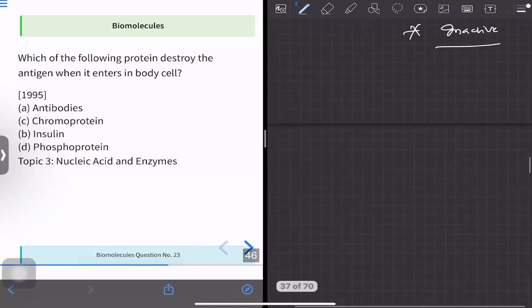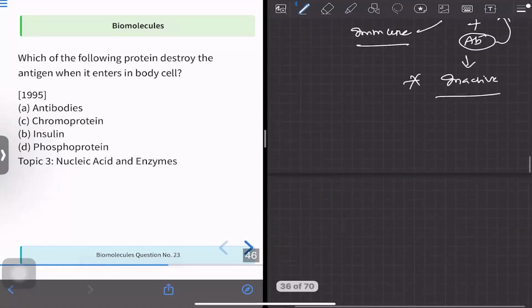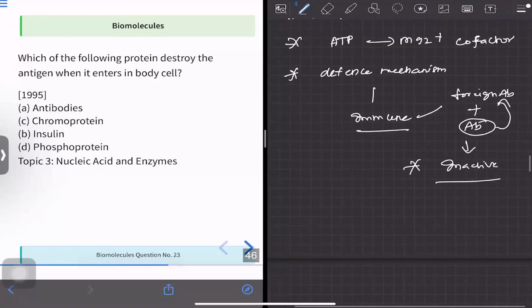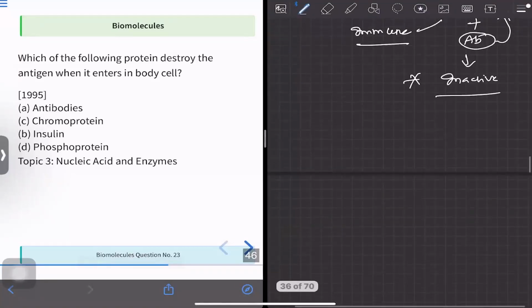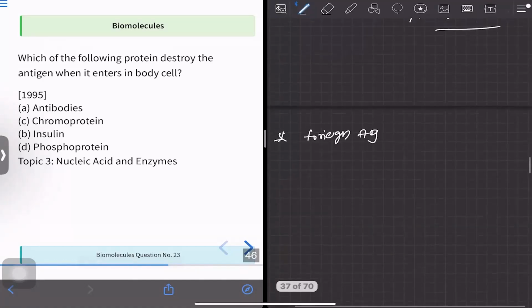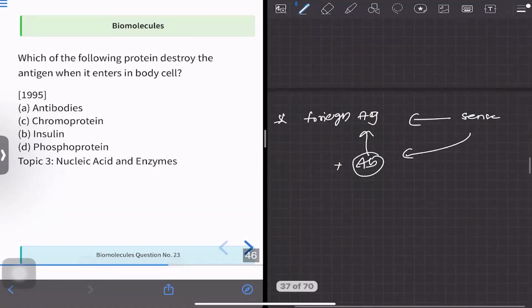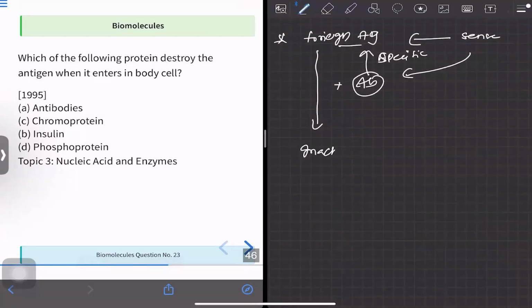Next question. Which of the following protein destroys the antigen when it enters the body cell? See, here we discussed defense mechanism in our body. Whenever we encounter foreign antigen, our body senses this and it releases antibody which is specific to this antigen. Antigen will be specific to the antibody. So then antibody reacts with antigen which makes it inactive by forming inactive complex.